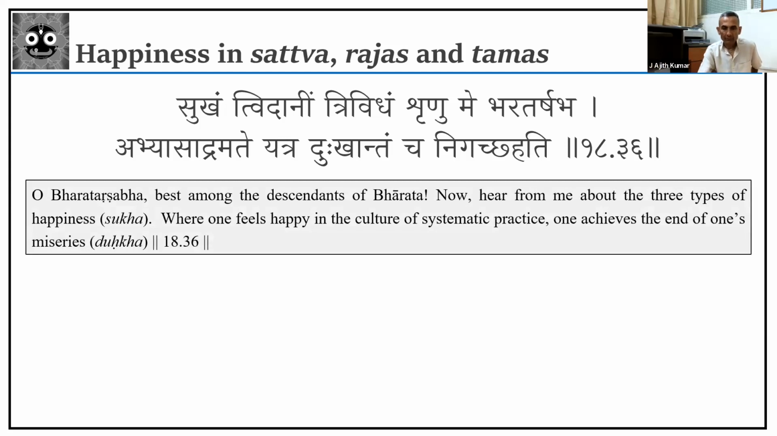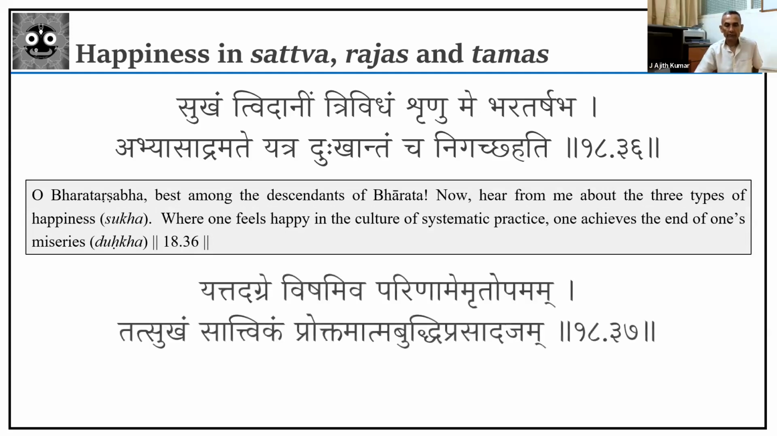And he's going to say more now. When one feels happy in the culture of systematic practice, routine, discipline, one achieves the end of one's miseries. This is the sukha of sattva, but there is more to it. He says, yattadagre vishamiva pariname amrutopamam tat sukham satvikam proktam atma buddhi prasadajam. Yattadagre: that which in the beginning is like poison. Parinama means the end or the conclusion: at the end it is like amrita. That which is like poison in the beginning, but like nectar at the end, that sukha is called sattvika.